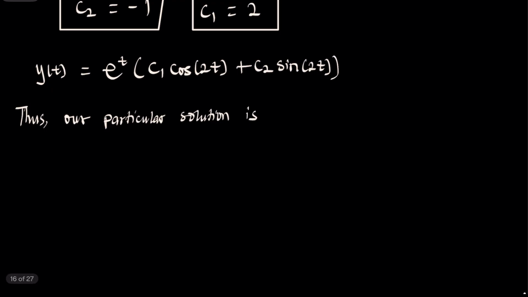Thus, our particular solution is giving us y of t is equal to e exponent t. c1 is 2, so that's going to be 2 cosine of 2t. c2 is minus 1, so that's going to be minus sine of 2t.